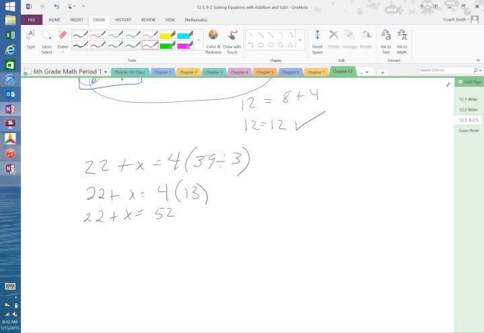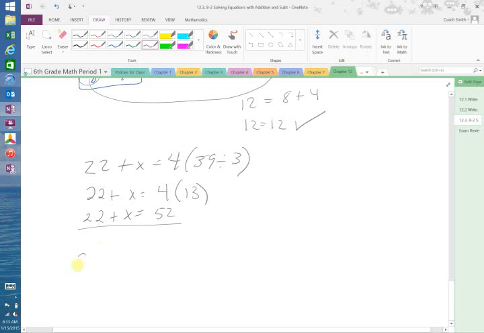What are we doing in this equation? Right here, what are we doing? We're adding. Thank you for actually speaking up. We're adding what? We're adding 22. So the inverse of adding 22 would be to do what? Subtract it. We got to subtract 22.